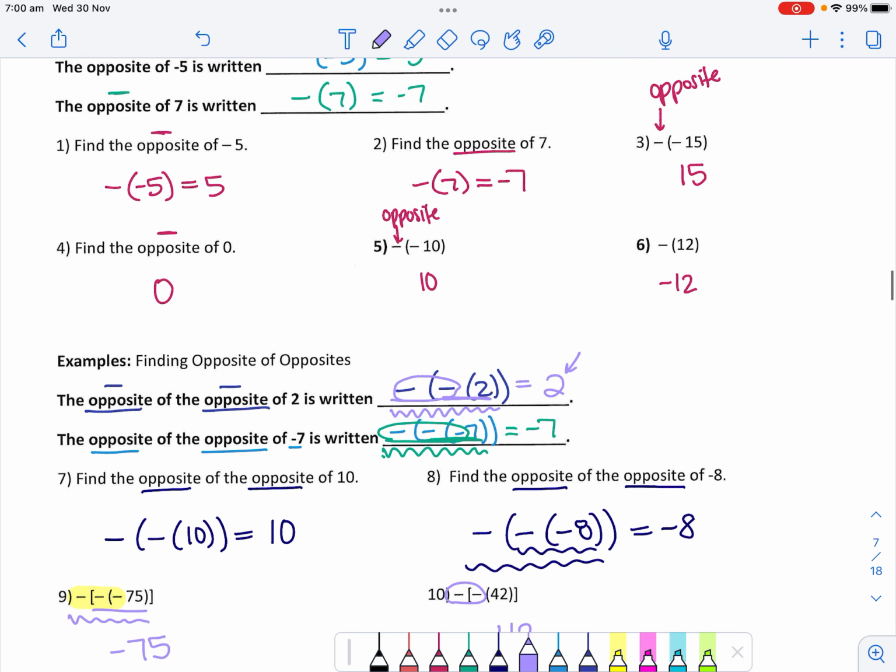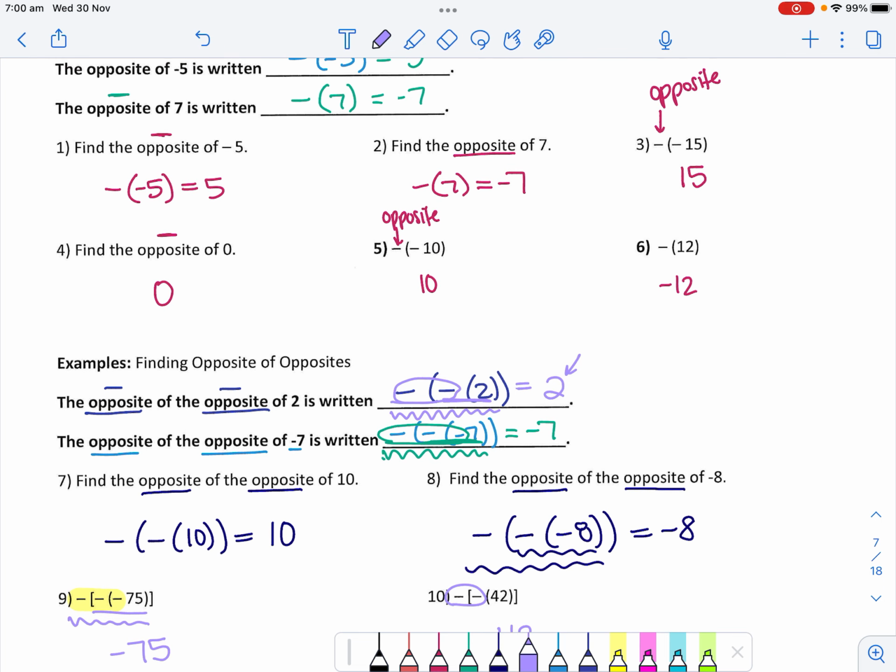Understanding these 2 things is going to come in handy when we start evaluating expressions with positive and negative integers. So being able to evaluate expressions where 2 negatives are right next to each other is going to be very important coming up here shortly.